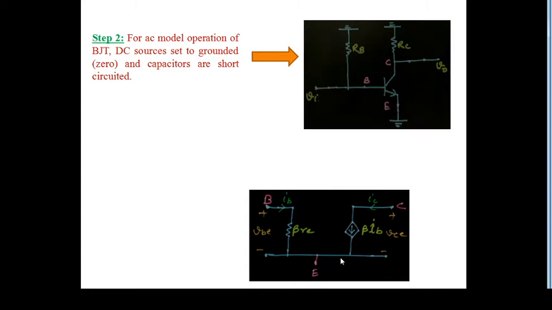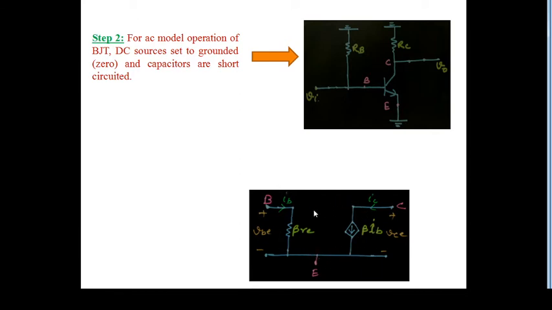Okay. So this one is the model when we are thinking about the AC one. The capacitor becomes shorted, and this resistance becomes RC. And the DC voltage, because this VCC is grounded, because we are now thinking about the AC one. And finally we have to replace this NPN transistor with this fundamental RE model.